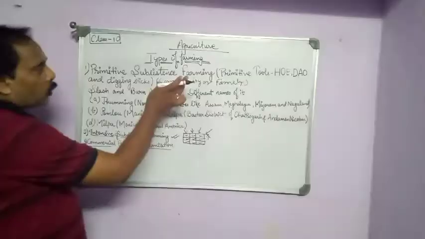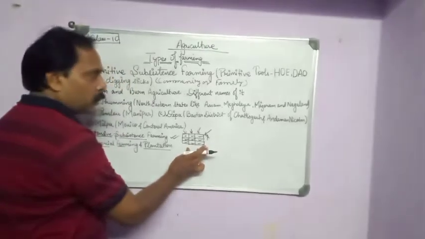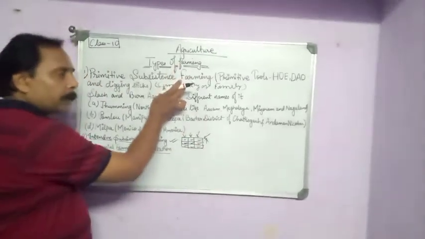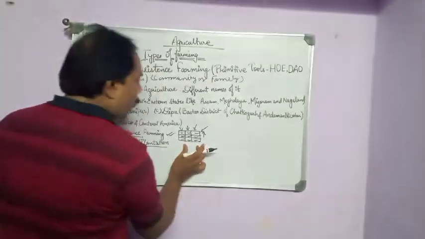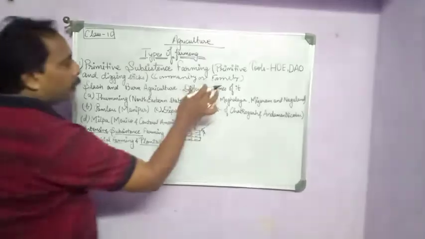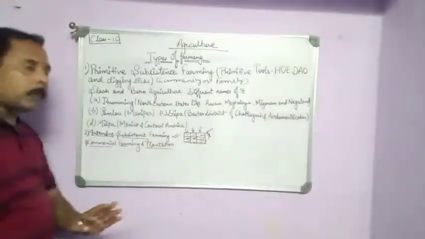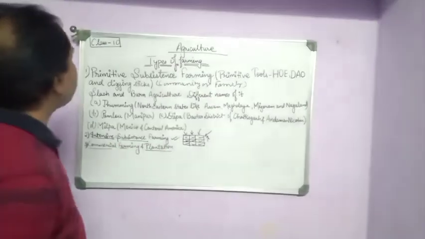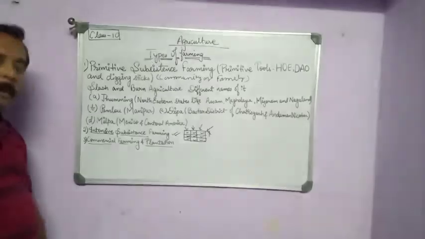But here also a small patch of land is used, here also a small patch of land is used. Here the fertility of the soil is less, here the fertility of the soil is very high. Here the irrigational facilities are also available, but here there is no irrigational facility, they were dependent on monsoon. So this is the basic difference between the primitive and the intensive subsistence farming.